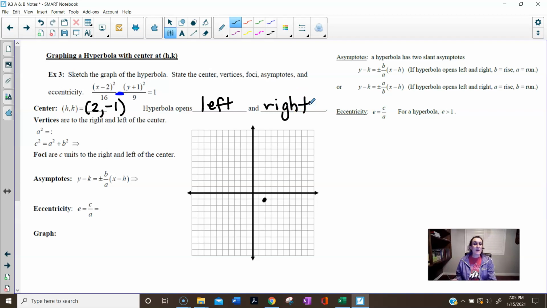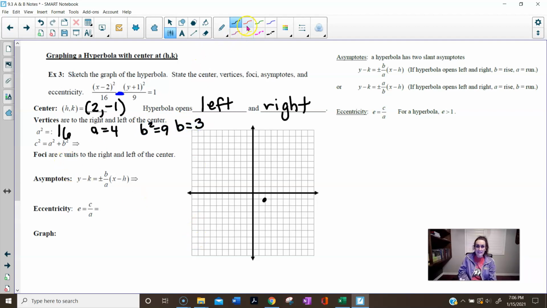Hurley. Now, the vertices. So let's talk about the a squared and the b squared. The a squared is always this first number on Hurleys. So 16, which means a is equal to 4. Now, the c squared is going to be, let's do the b squared first. b squared is 9, which means b is equal to 3.